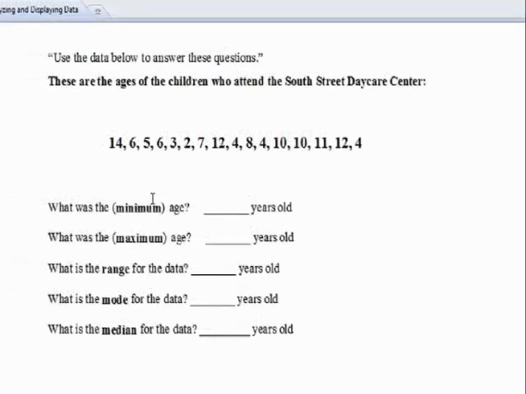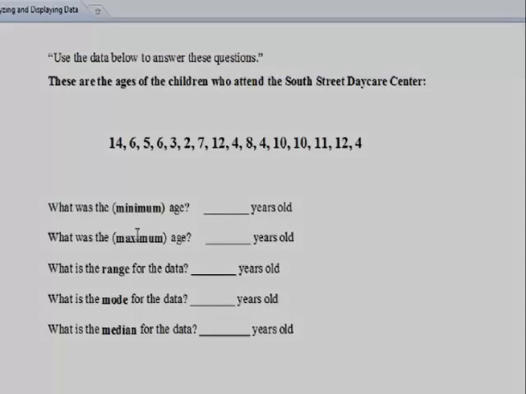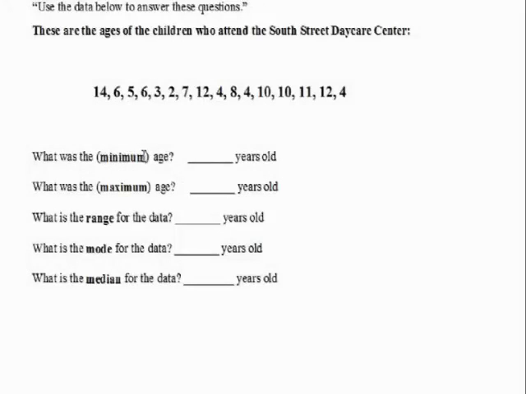What was the minimum age? Minimum means the smallest. So if we look at our data, what was the maximum age? The maximum means the greatest. The maximum minus the minimum will give us our range. Mode means which piece of data appears the most.